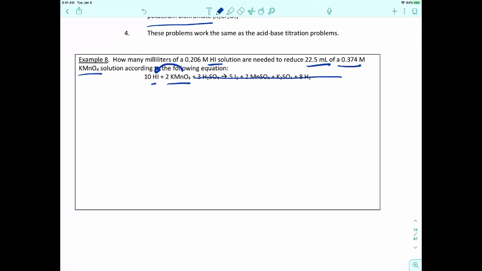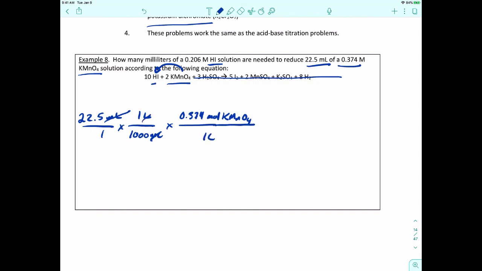So let's start there. Let's start with the volume. So you got 22.5 milliliters. Okay. We're going to convert this from milliliters to liters. So there's 1,000 milliliters in 1 liter. Okay. Now let's multiply this by the molarity. So you got 0.374 moles of KMnO4 divided by 1 liter. Okay. So liters cancel out.